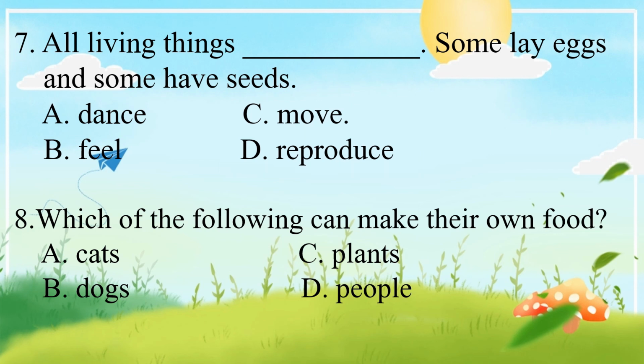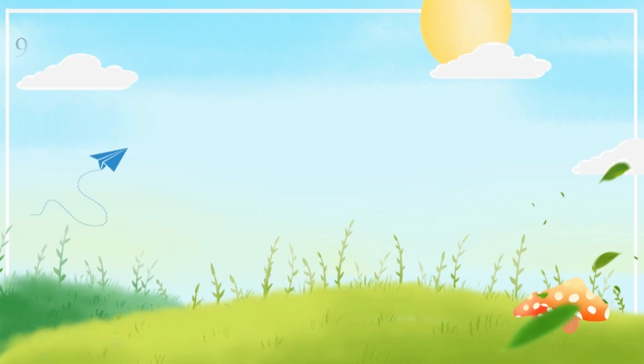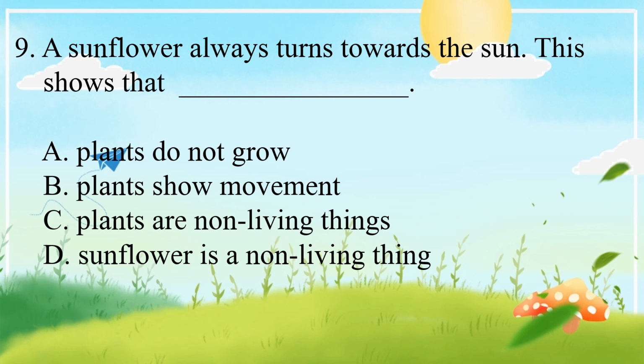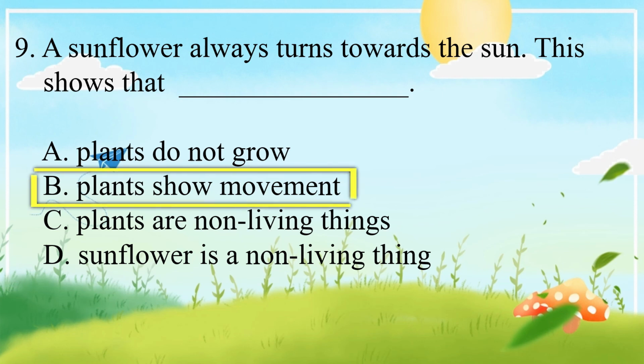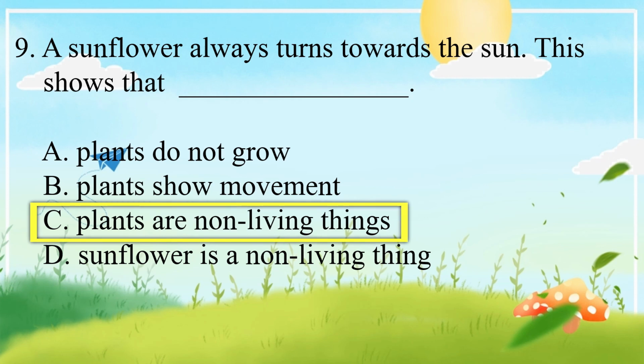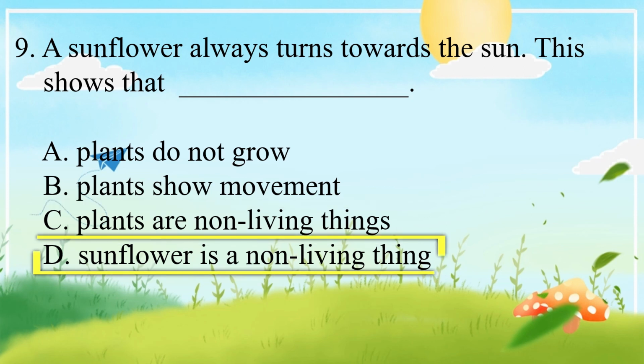Number 8. Which of the following can make their own food? A. Cats. B. Dogs. C. Plants. D. People. Number 9. A sunflower always turns towards the sun. This shows that A. Plants do not grow. B. Plants show movement. C. Plants are non-living things. D. Sunflower is a non-living thing.